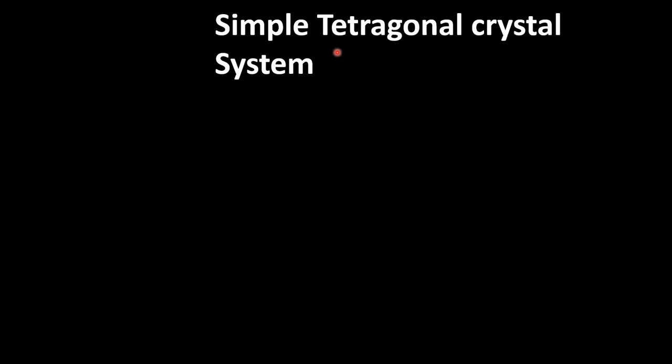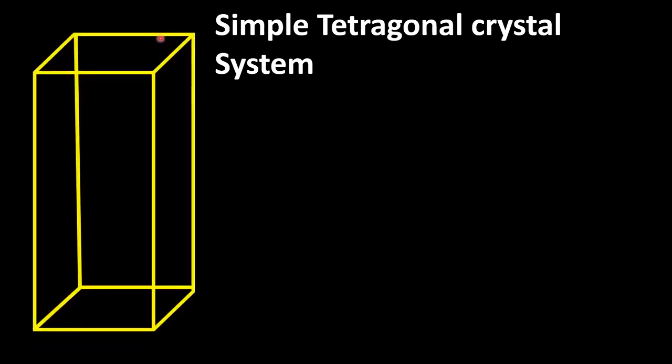Now we will discuss the simple tetragonal crystal system. This is the crystal lattice. These are the lattice points. Lattice points are at the corners of this tetragonal system. This is the simple tetragonal lattice.